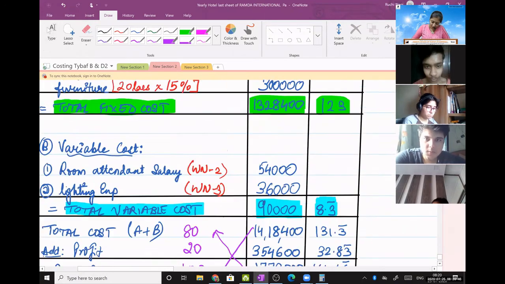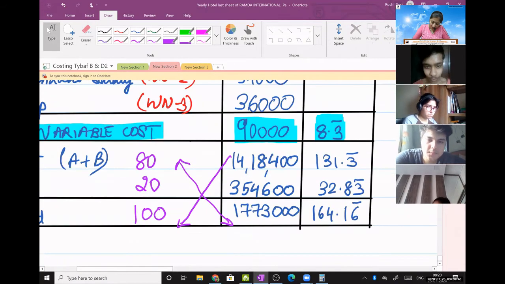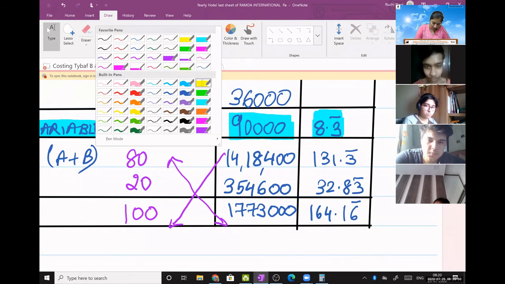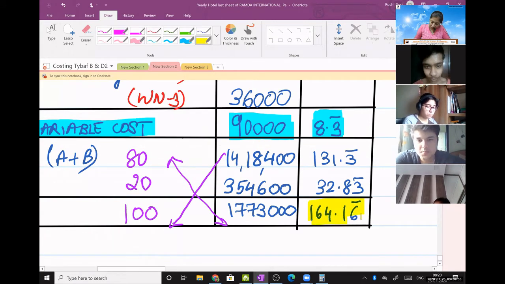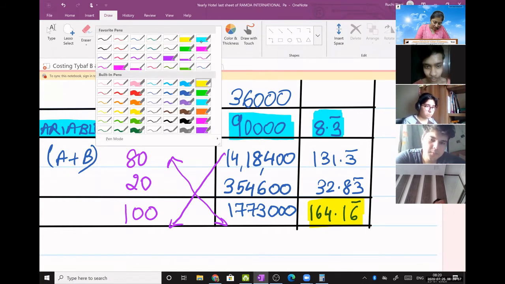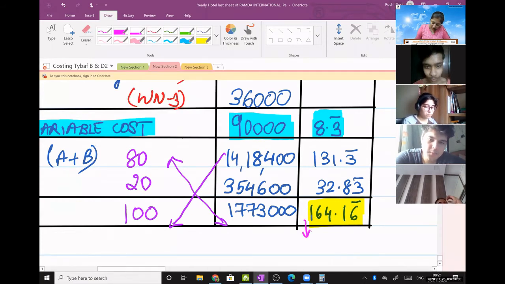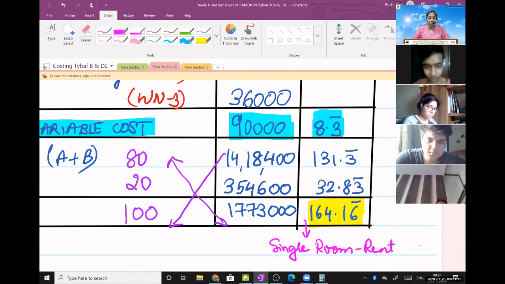Okay, so ये जो हमारा final answer हमें मिला है, this one, 164.16666. ये final answer. What is this? This is single room rent. Understood? Anybody has a doubt with respect to this? Just acknowledge it in the chat box. Do you have a doubt for this particular thing what I wrote?